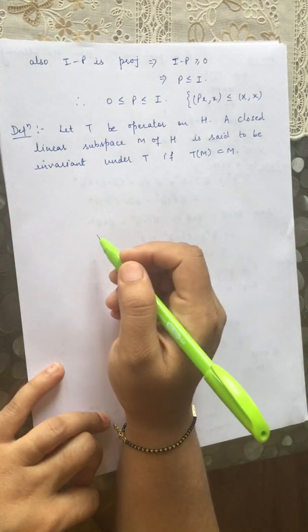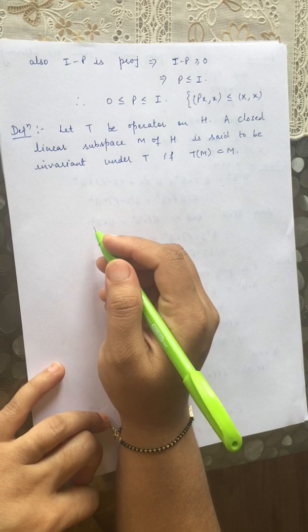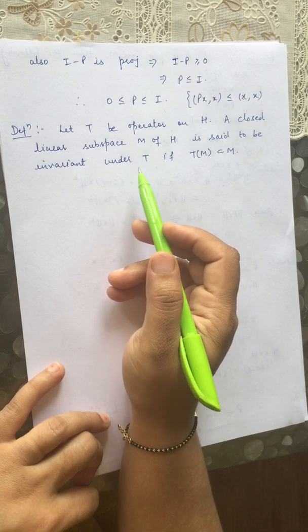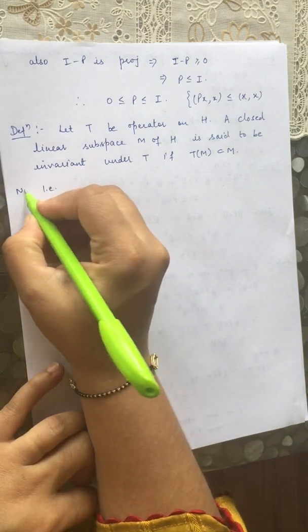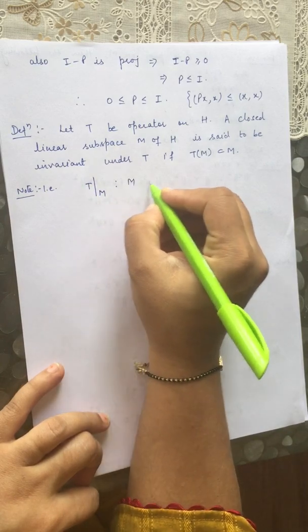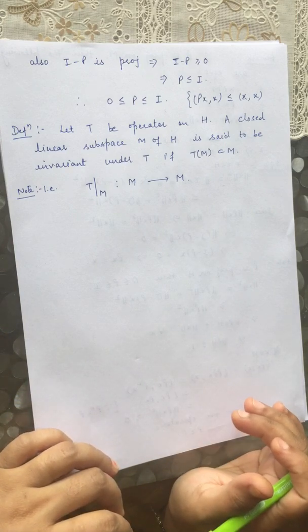So when this type of situation happens, that means if T M is contained in M, then we can regard the restriction of this operator T to be the operator on M alone. That means in this type of situation, if we restrict T to M, then it will be an operator on M only, means it is an operator from M to M, because T of M is contained in M. So when we restrict it to M, then every image vector is contained in M.